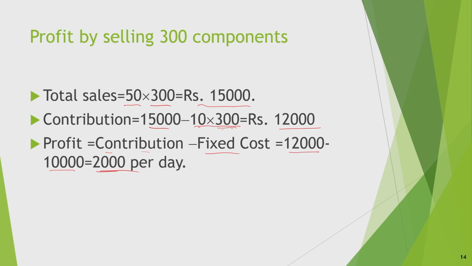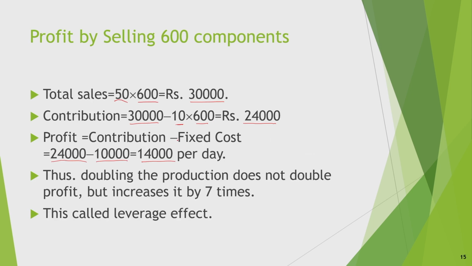See, I sold 300 components and got a profit of 2,000 per day. I thought that if I sell 600, I will get 4,000 per day, but no, I am getting 14,000 per day. Thus, doubling the production does not double the profit, but increases it by 7 times. This is called the leverage effect.